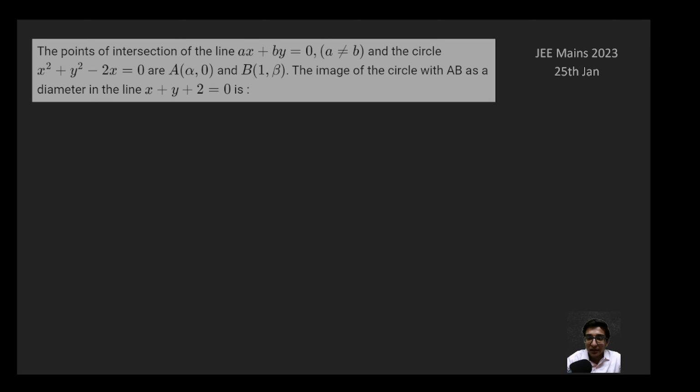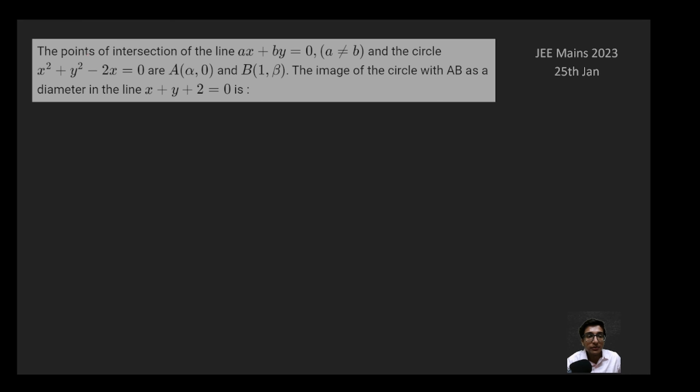This question was again asked in 2023, but on another shift. The points of intersection of the line ax plus by is equal to 0 and the circle x square plus y square minus 2x is equal to 0 are A and B. The image of the circle with AB as a diameter in the line x plus y plus 2 is equal to 0 is... So what do we have to find out?